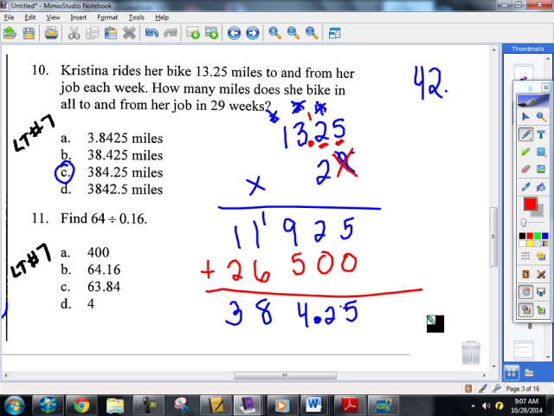Yes? Why do we put the placeholder? Because when we do the ones, this is just the ones place value times all the other place values. So when we're going to the tens, we've got to put that in because we're done with that. So we're starting right here at the tens. We're doing the tens times all the place values. Okay? All right, next one.